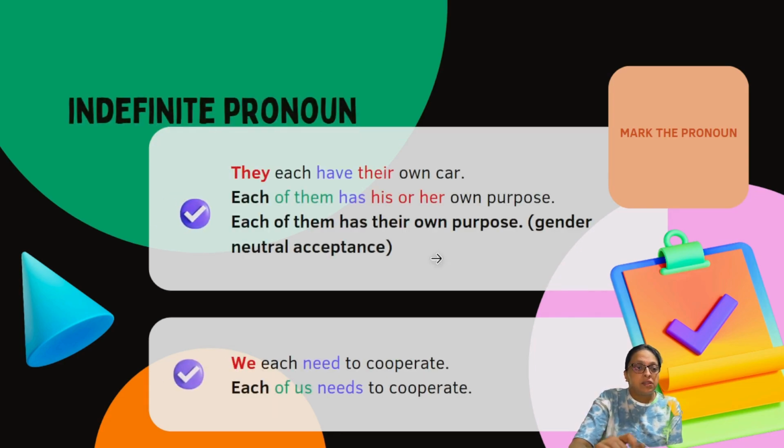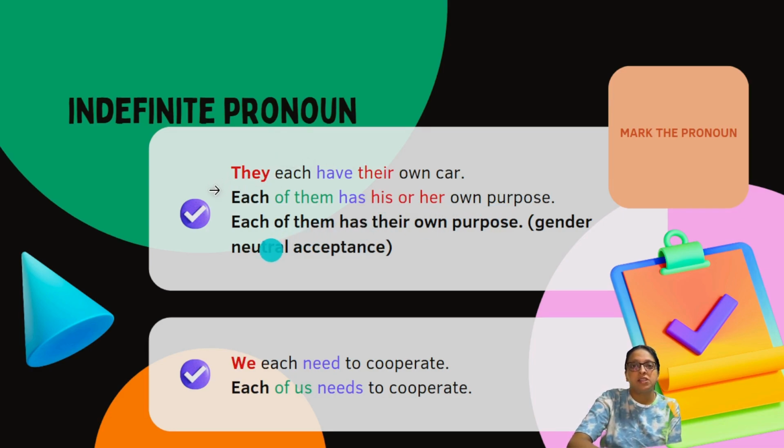Let us understand one more thing. I just wanted to point this out. When we were talking about this, "each of them has his or her own purpose." Just like I said, we must change the pronoun. If the subject is plural, then the pronoun has to be plural also. In this case, we have used "each of them has his or her own purpose." But this was something which we used to write before, in earlier times.